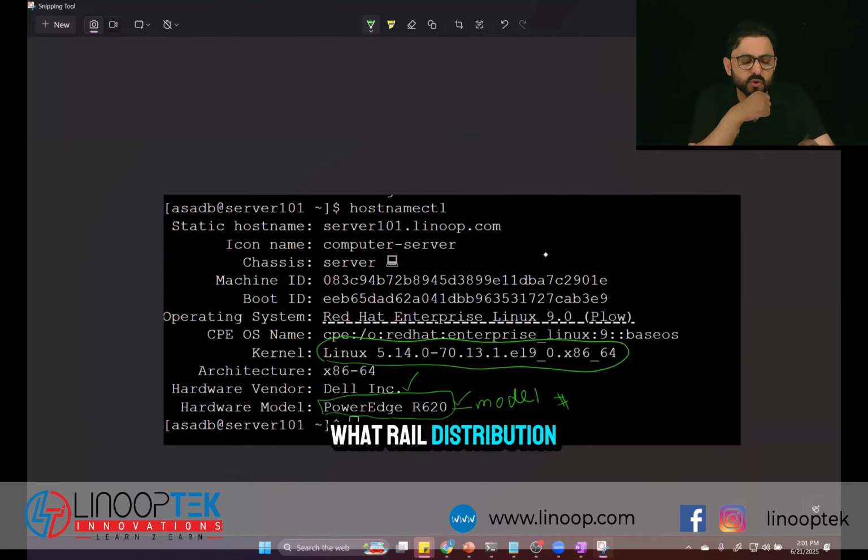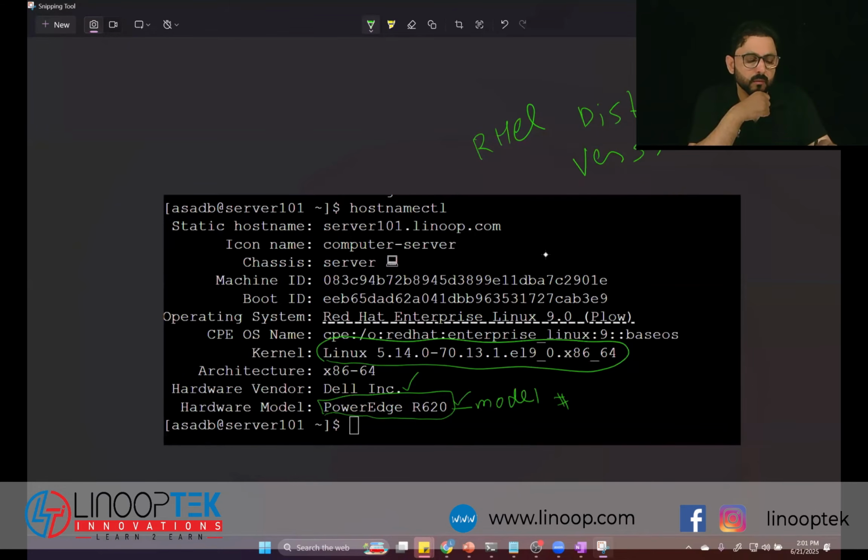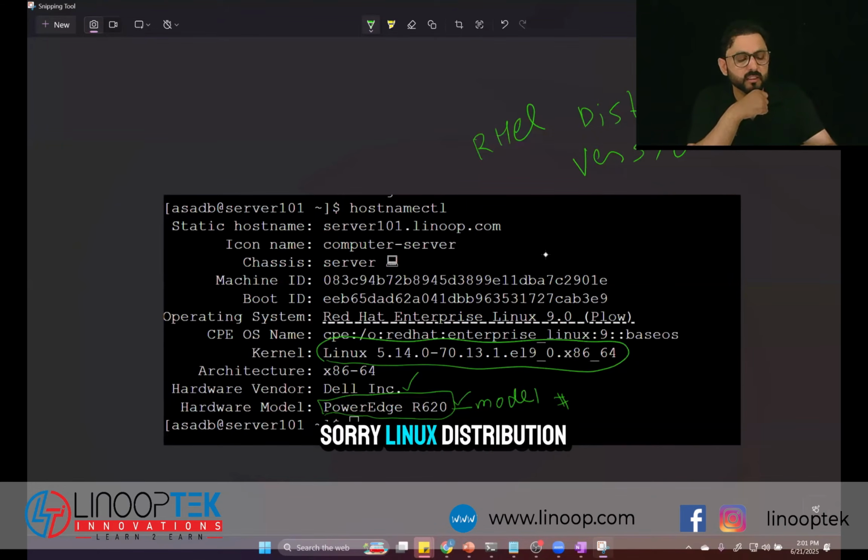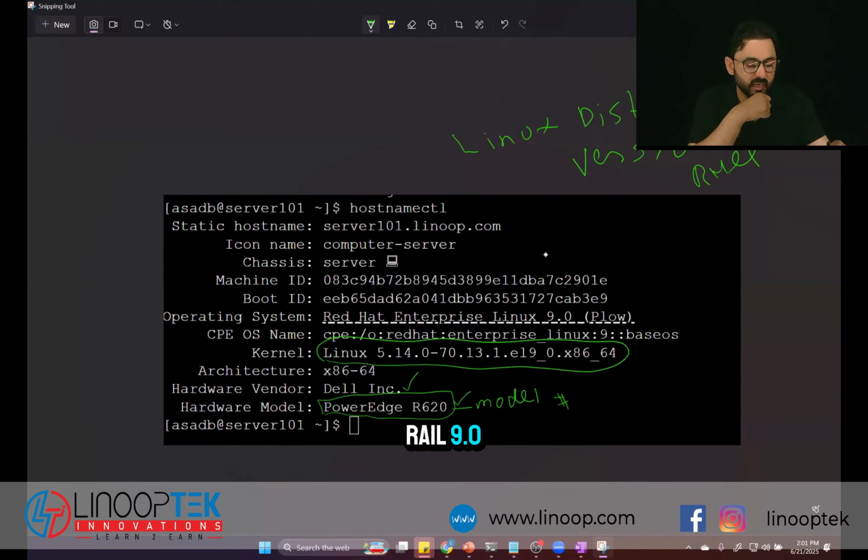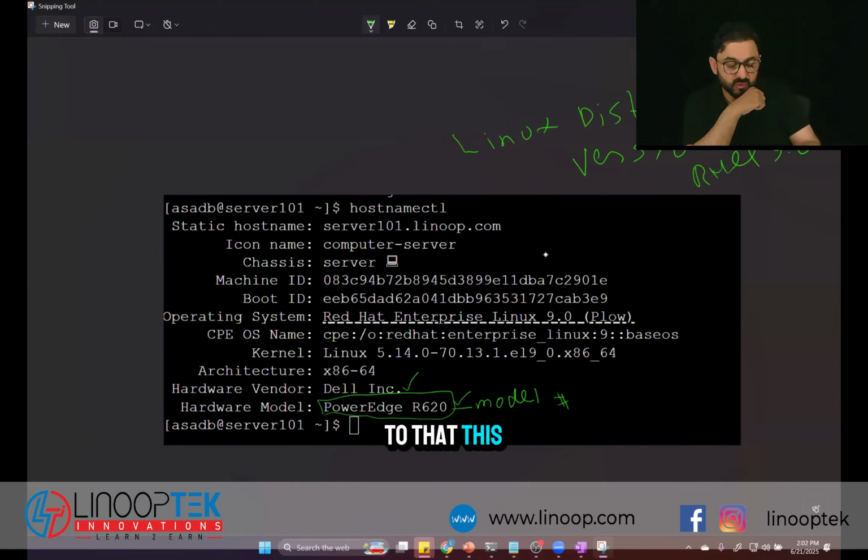What RHEL distribution you worked on? RHEL distro. Distribution. Version number. Sorry, Linux distribution. The answer is RHEL. Version number: RHEL 9.0. In addition to that, this is your kernel version.